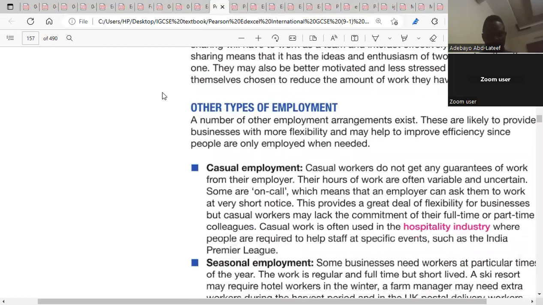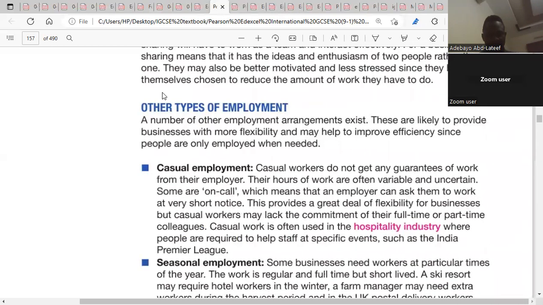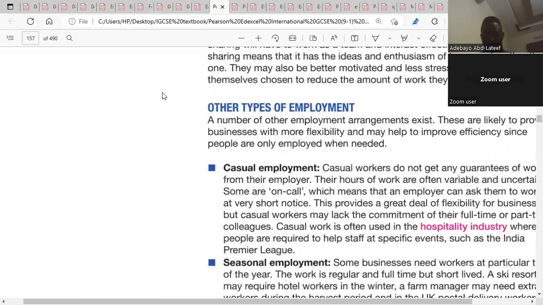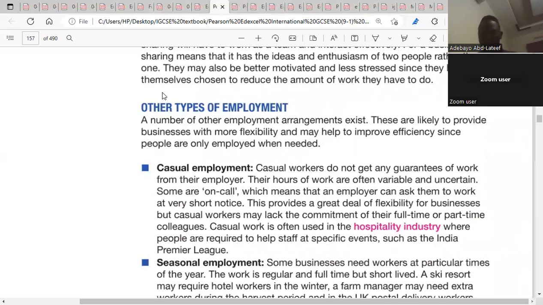Is it clear? And other types of employment. For other types of employment, we have casual employment. For casual employment, here you become a casual worker. So you'll be paid based on the amount of hours you use at the workplace. It's casual employment. You are not guaranteed to be a permanent employee of the company. You'll be working based on when they need you.